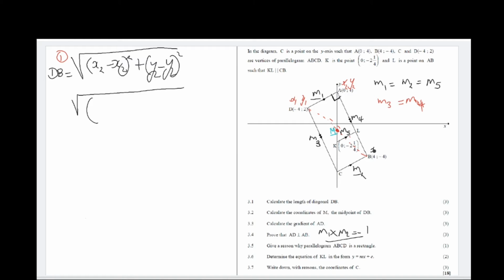And then I squared the numbers. Negative 8 squared is 64, and 6 squared is 36. Then 64 and 36 give 100. And then you root 100, which gives you 10. That's how I got it.